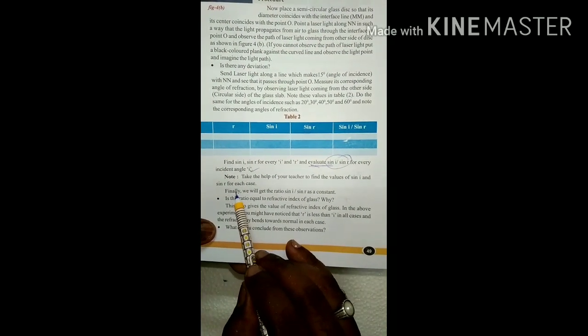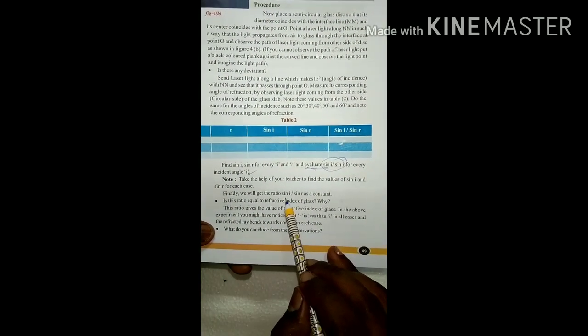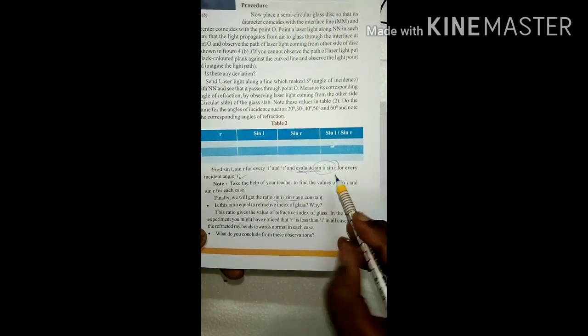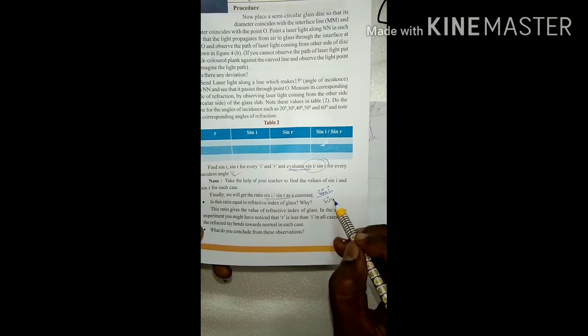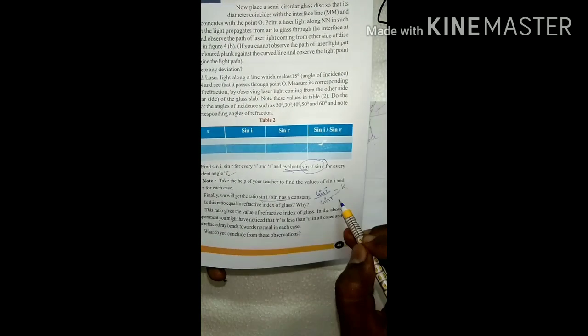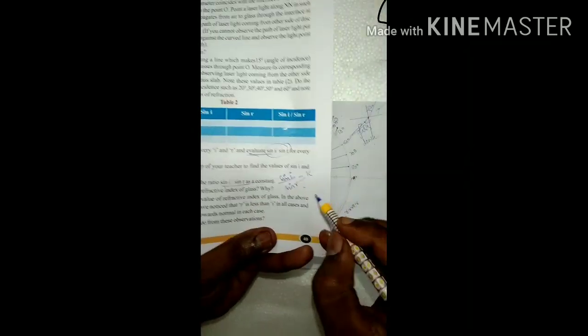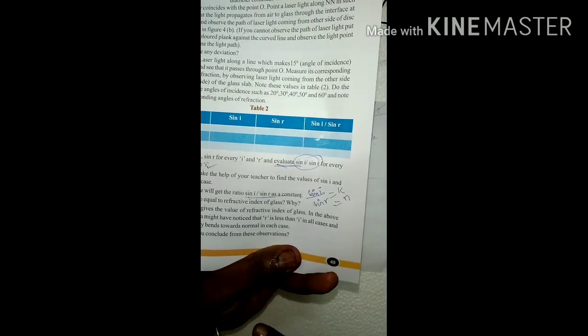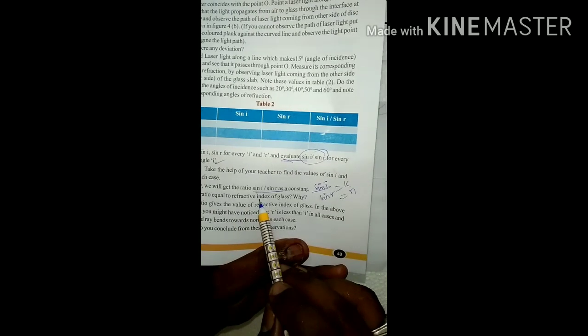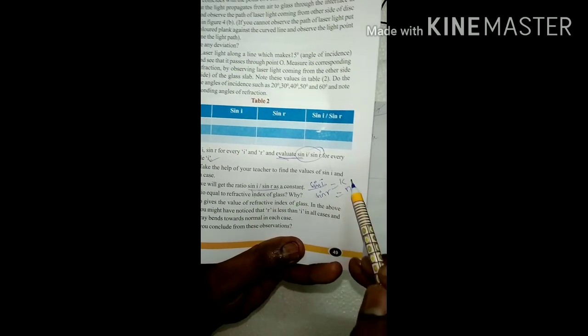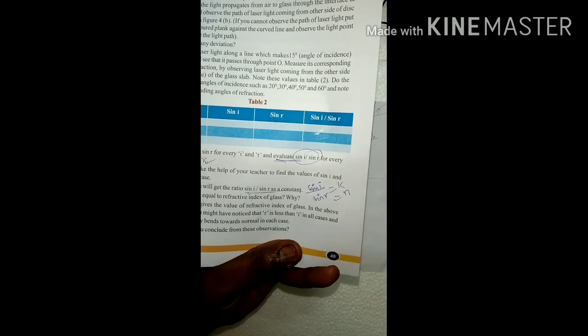Finally, we will get the ratio, that is sin i by sin r is a constant. That means the sine of the angle of incidence to the sine of the angle of refraction is always constant. K is nothing but a constant. That constant is nothing but the refractive index. Is this ratio equal to the refractive index of glass? Yes, the ratio is equal to the refractive index of glass.